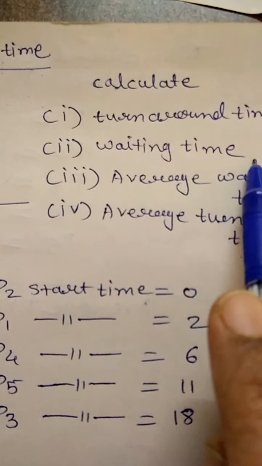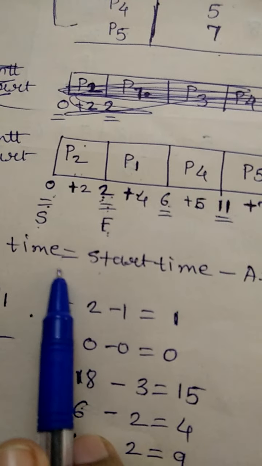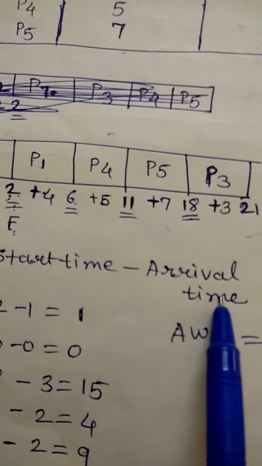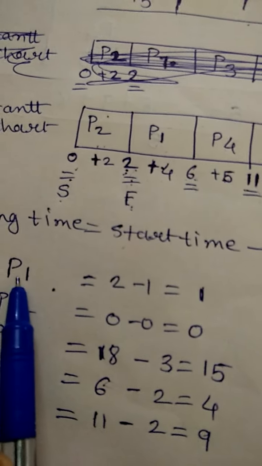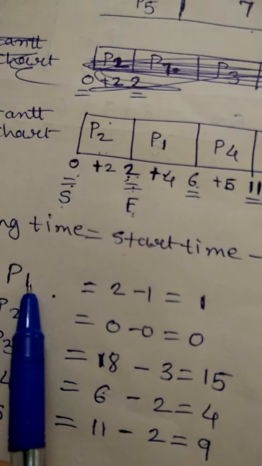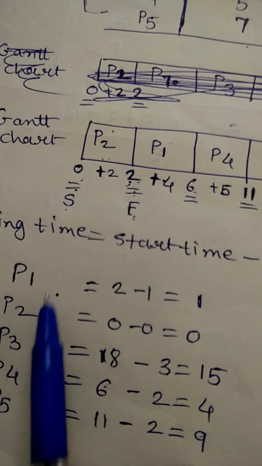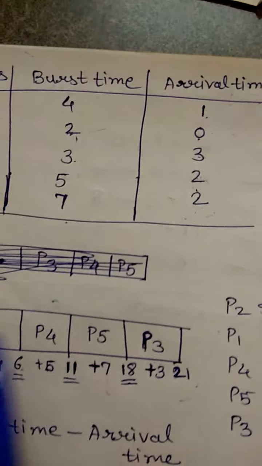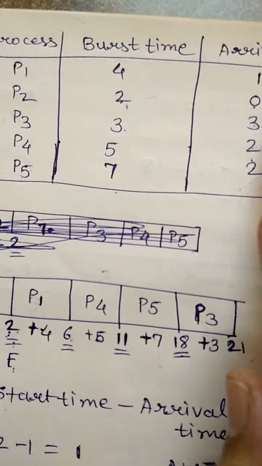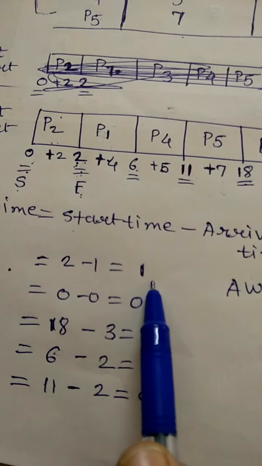Now we are going to calculate the waiting time first. What is the formula for the waiting time? Waiting time equals start time minus arrival time. So we deduct the arrival time from the start time. Let us consider P1 first. You can start even from P2, no problem. For P1, the start time is 2 and the arrival time is 1, so 2 minus 1 equals 1.